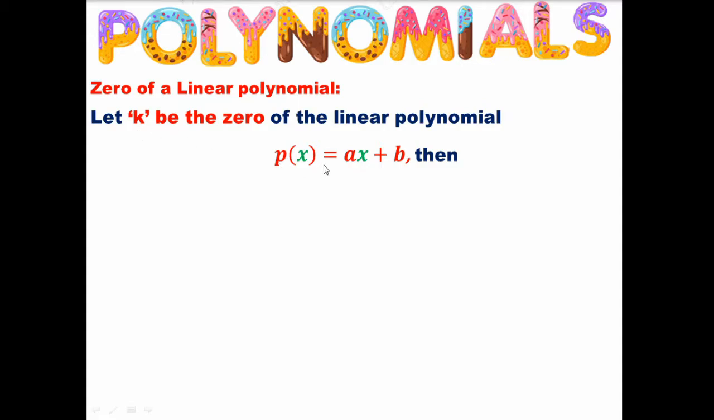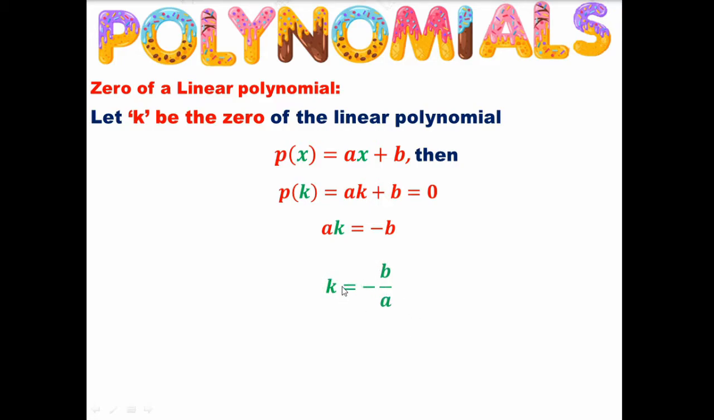Given k is the 0 of this p of x, that means when you replace x by k, you get the value to be 0. That is p of k equal ak plus b equal 0. Therefore, I can say ak equal minus b. When you simplify this, take b to the other side, you get ak equal minus b. That gives me k equal minus b by a.